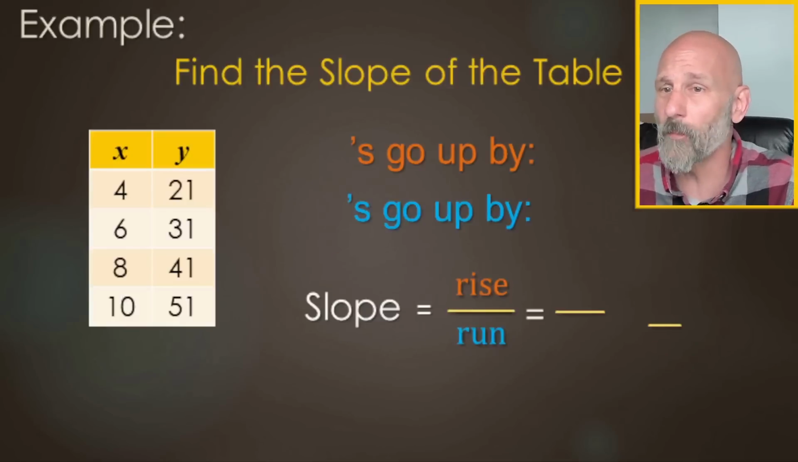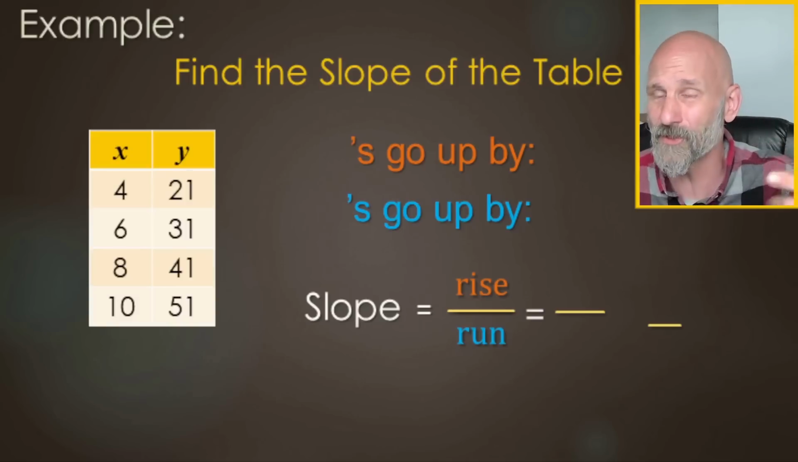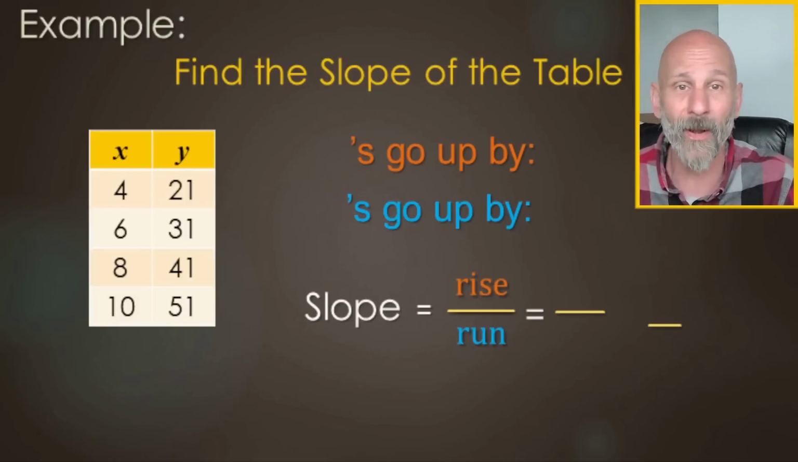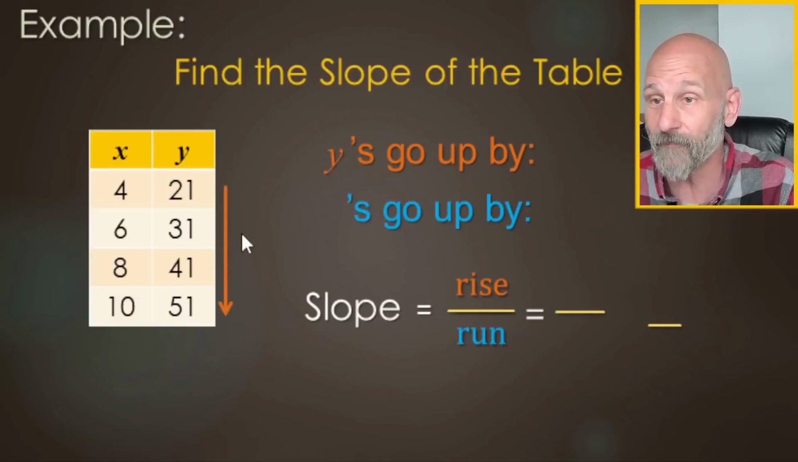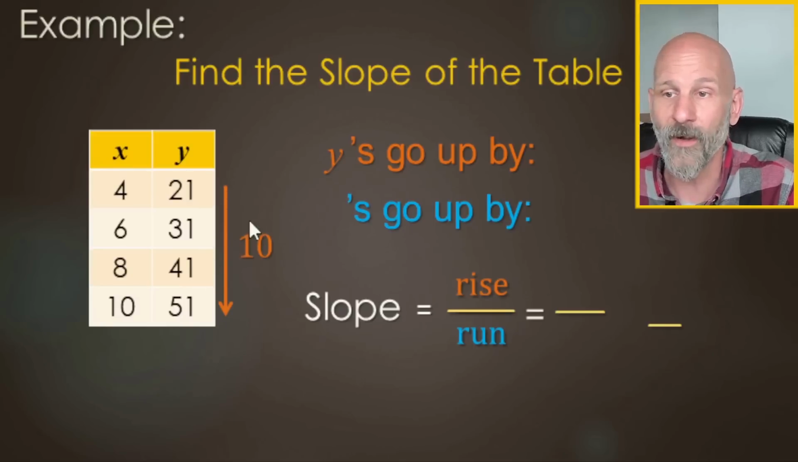Now, if we're going to find slope from a table, it's similar to when we're finding slope from a pair of points. It's going to be y's over x's for rise over run. So we're going to start by looking at the y's. When we read a table, we read it from top to bottom. So these y's, 21, 31, 41, 51, they're going up by tens. So y's are going up by tens.